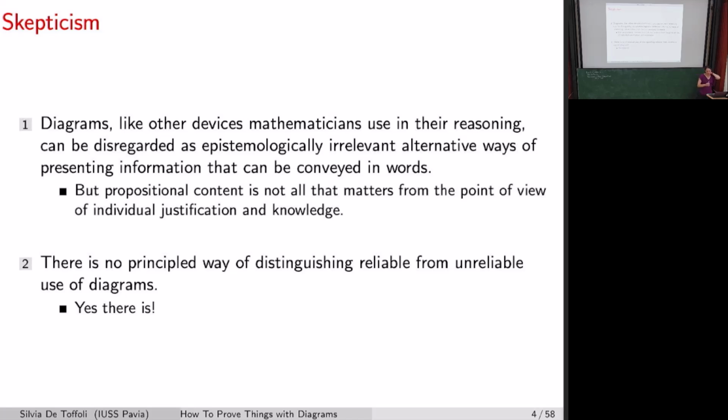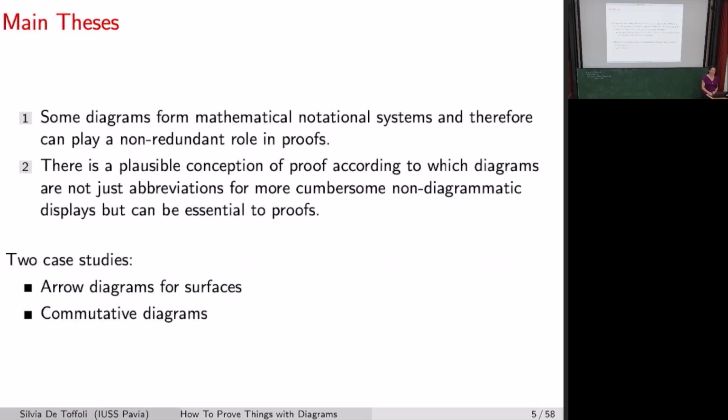And the second assumption underlying this type of criticism is that there is no principled way of distinguishing reliable from unreliable use of diagrams. And in fact, yes, there is. We just have to find it out and articulate it clearly.